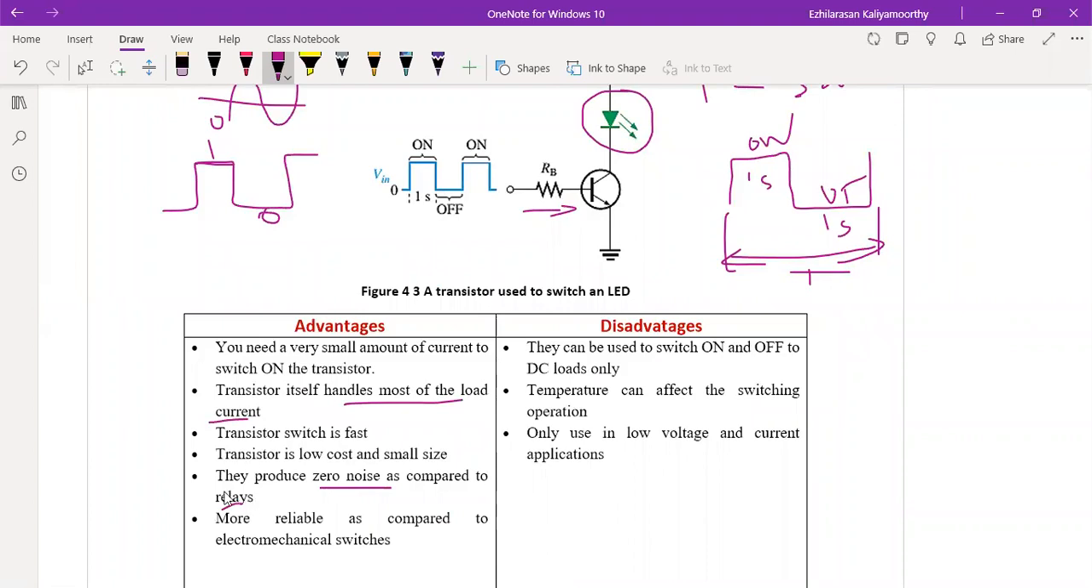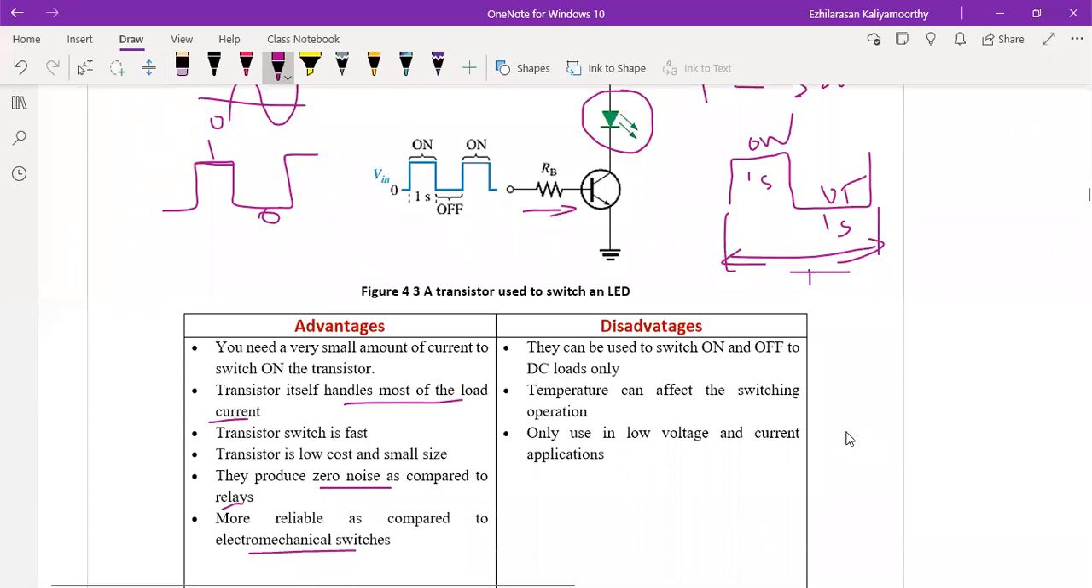So we might have need of the relay. What is the need of the relay? The relay is a mechanical switch actually. It is a mechanical switch that will produce some kind of noise compared to the BJT as a switch. So now it will be more reliable as compared to the electromechanical switches.